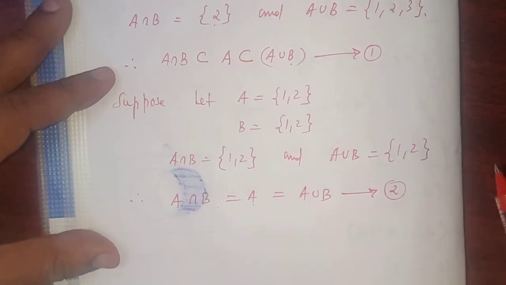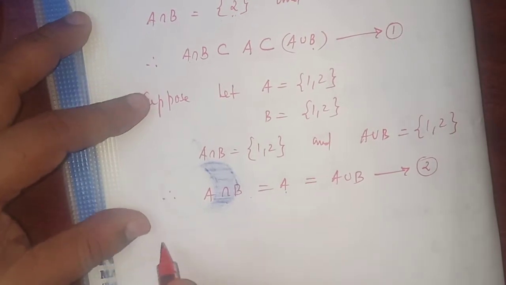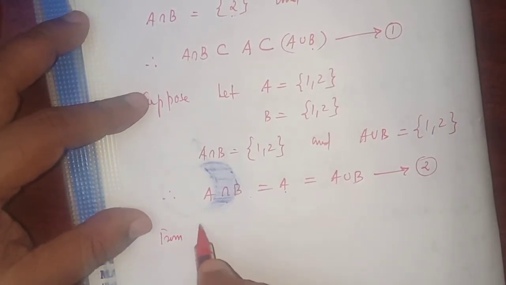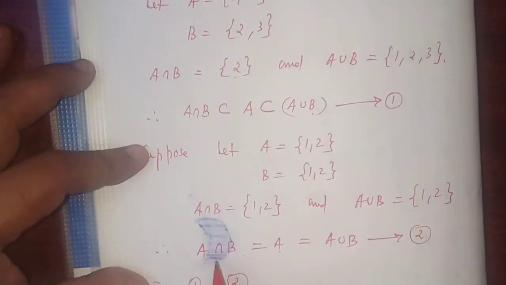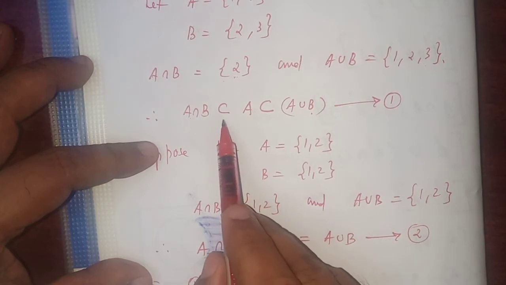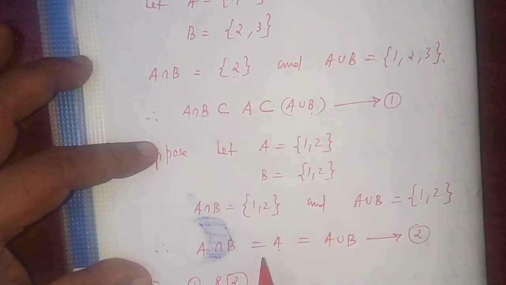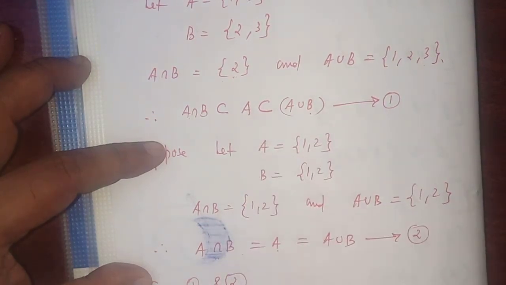Now, comparing these two, from equation 1 and 2, what is the conclusion? A intersection B, here also A intersection B, right? Here subset, here equal. So together, subset or equal. Here A, right, A.